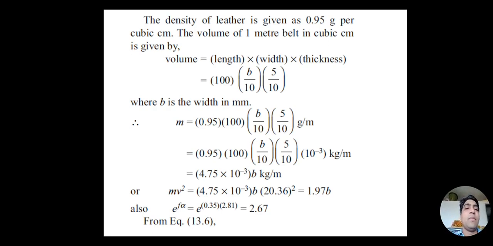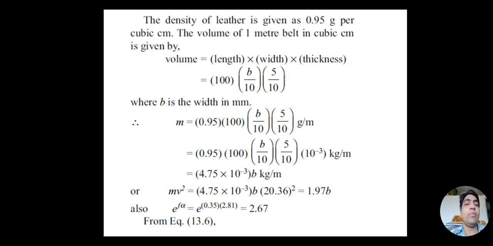And the mass will be what? Mass will be rho into volume, density into volume. Density is given as 0.95 gram per cc, and the volume is in cubic centimeter. Multiply by 0.95 into 100 into b by 10 into 5 by 10 gram per meter. Finally we will get that value in kg per meter, that is 4.75 into 10 raised to minus 3 times b kg per meter.